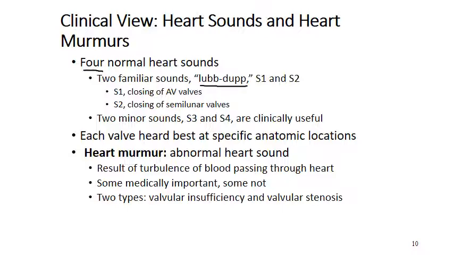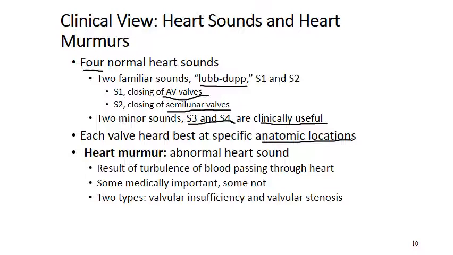So S1 is the closing of the AV valves in between the atria and the ventricles. And then the next one, the S2, is going to be the semilunar valves closing when they're going through the aorta and the pulmonary trunk. And then you have the 2 minor sounds, S3 and S4, which are going to be more particularly useful in the clinical setting. So each valve can be heard best at specific anatomic locations.